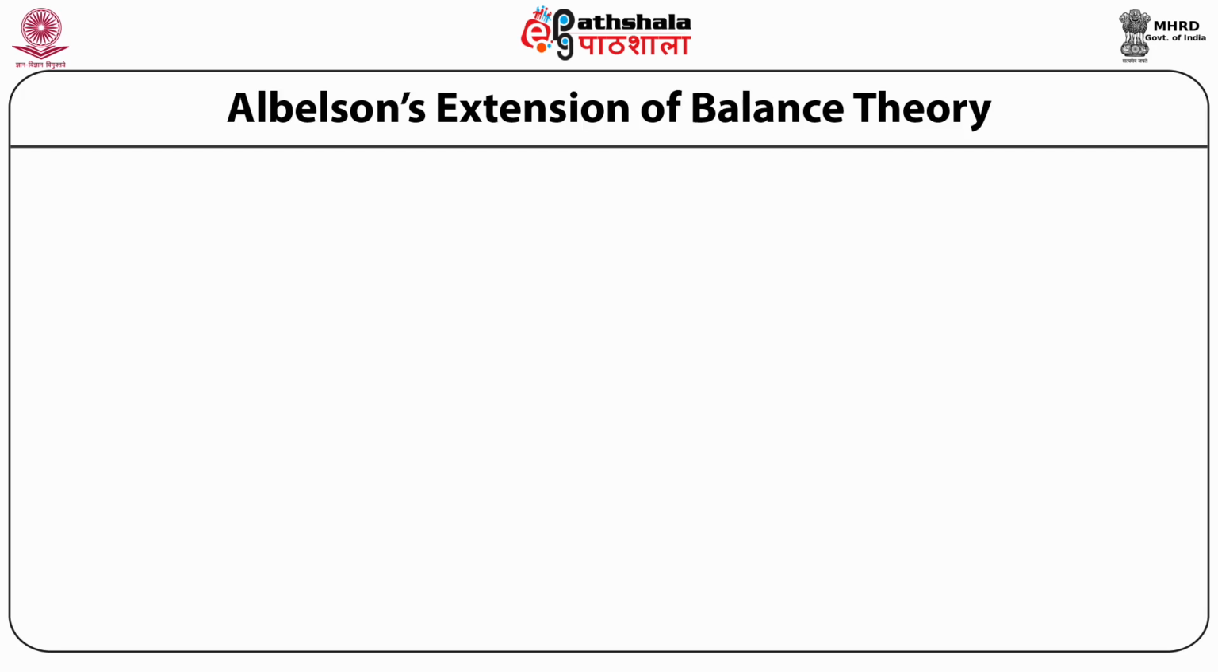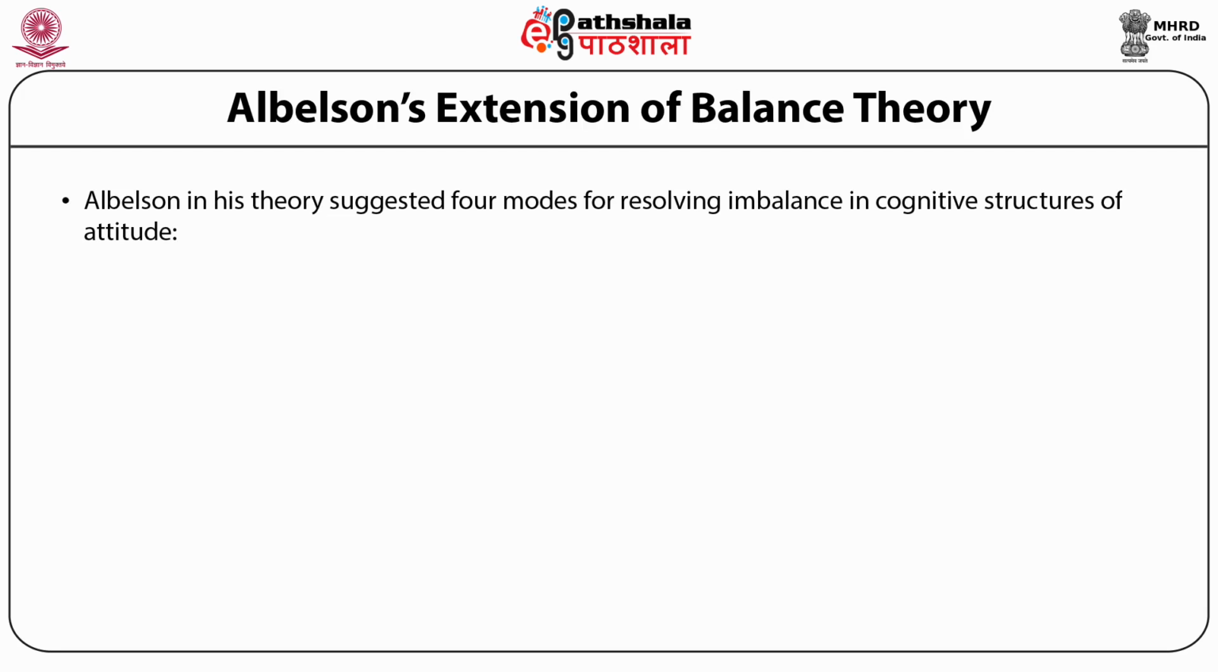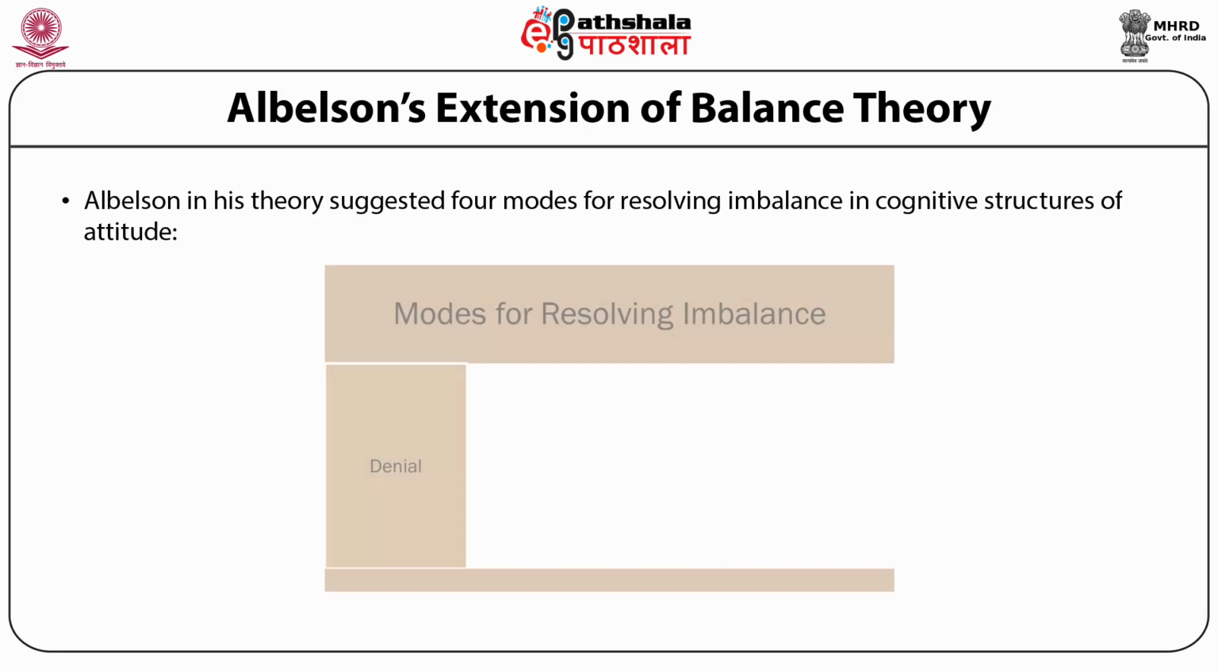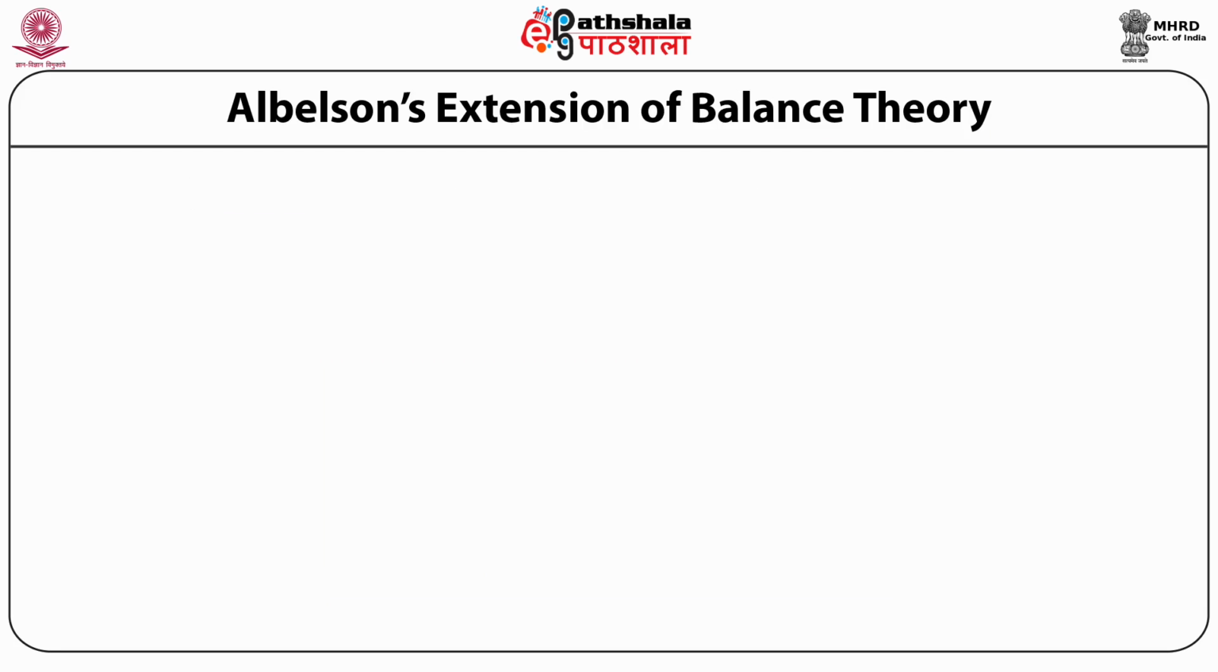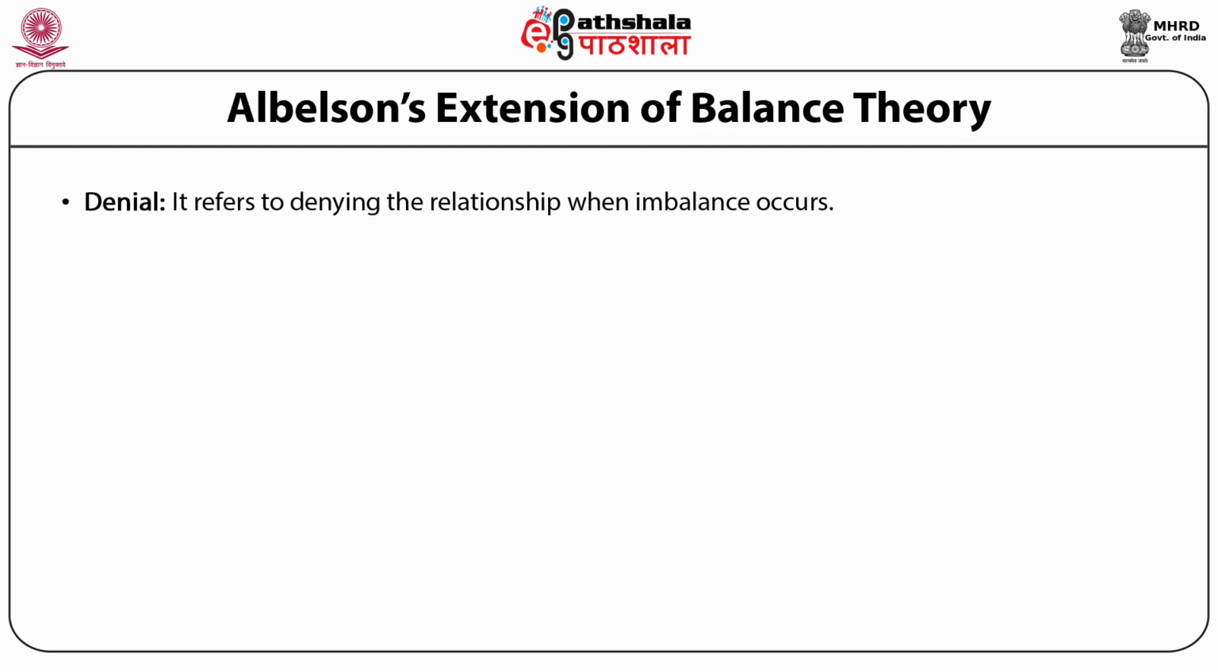The second consistency theory is Abelson's extension of balance theory. Abelson in his theory suggested 4 modes of resolving imbalance in cognitive structures of attitude. These 4 modes are denial, bolstering, differentiation and transcendence. The first mode is denial. Denial refers to denying the relationship when imbalance occurs. By denying the relationship, we can avoid the imbalance situation.